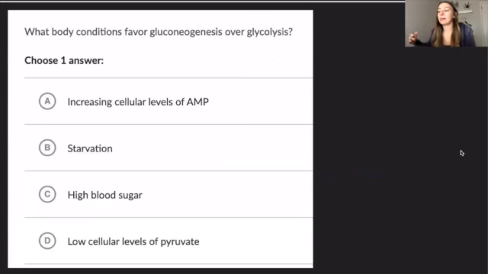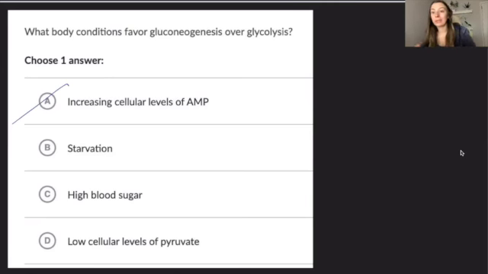So we have a question here. What body conditions favor gluconeogenesis over glycolysis? I know this is literally just on the slide right before this, but let's think about it. Increasing cellular levels of AMP. I'm thinking if we have AMP, that's similar to ADP. That's the way I think about it. And so I know that if I have high levels of ADP, that is a reactant in glycolysis, and so it's going to push it towards the products. And so that's going to favor glycolysis.